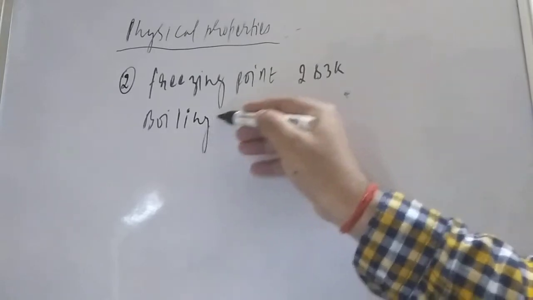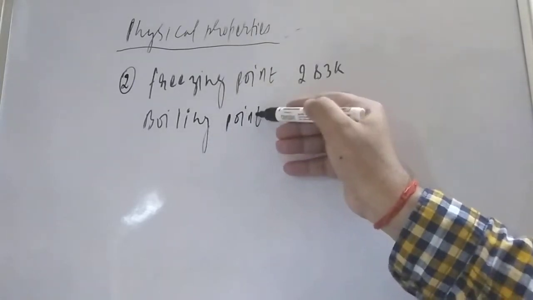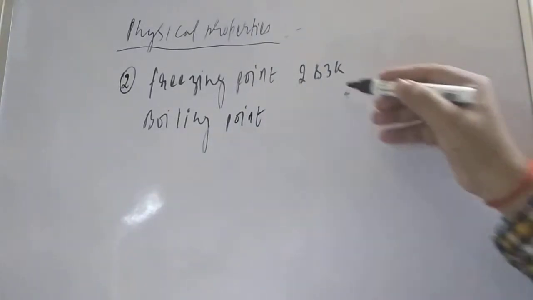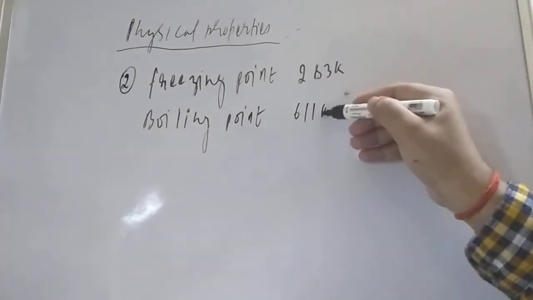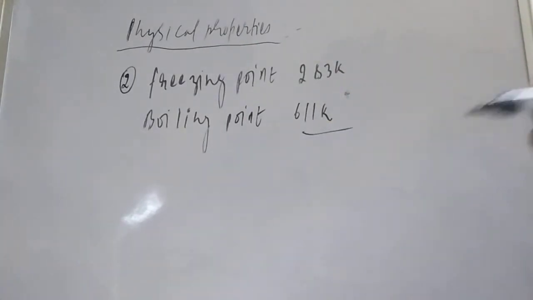And why is the boiling point high, student? When you are talking about the very high boiling point, it is 611 Kelvin. This is due to hydrogen bonding. High boiling point implies that because of hydrogen bonding, the boiling point is very high.